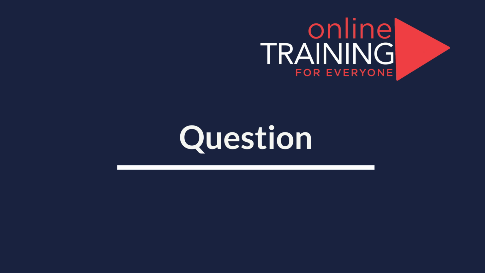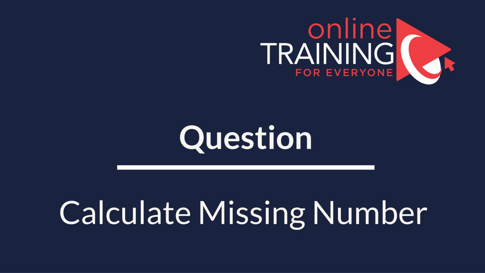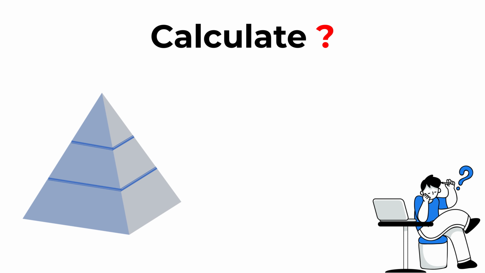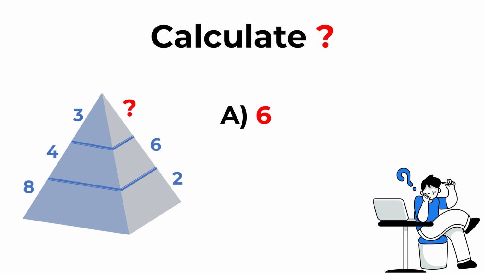Here's a cool question you frequently see on the test. You need to calculate the question mark. And you're presented with the 3-layer pyramid. On the bottom layer, you have numbers 8 and 2. On the middle layer, you have numbers 4 and 6. And in the top layer, you have numbers 3, and on the other side of the pyramid, you have a question mark. And this question mark can be one of those 4 values. Your choice A is 6, choice B is 10, choice C is 7, and choice D is 2.